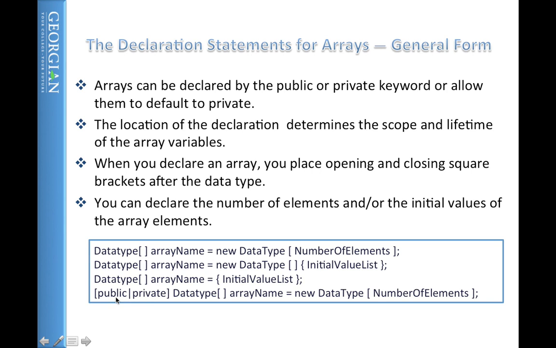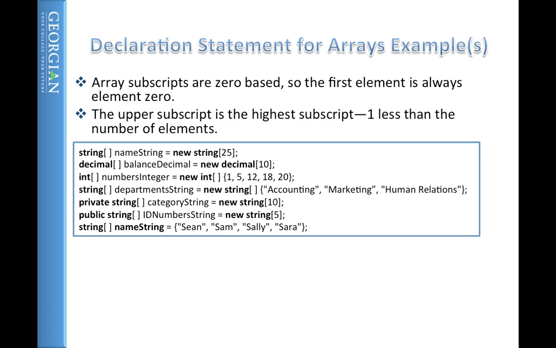You can also put an access modifier at the beginning of the data type, so is it a public or private array, as an example, and the number of elements. Very, very simple. Please make sure you notice the form. Form is very important here because you will trip yourself up if you don't do it this way. Here's some examples. A string, name string is equal to new string of 25 elements from 0 to 24, right? A decimal with square brackets, it's a decimal array. That's how you read it. Balanced decimal, new decimal with 10 elements, and so on. Okay, pretty straightforward.